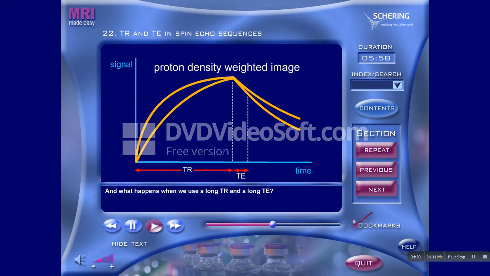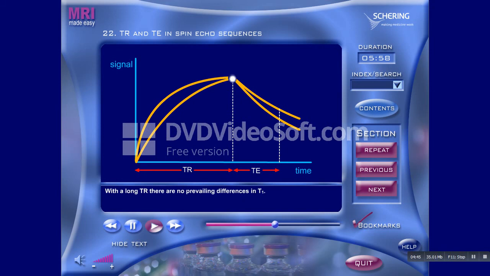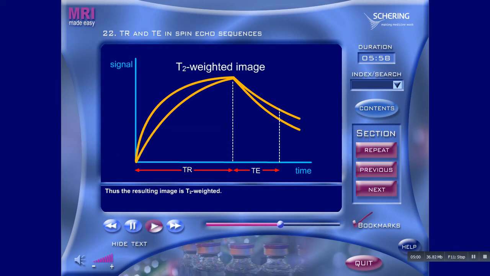And what happens when we use a long TR and a long TE? With a long TR, there are no prevailing differences in T1. With the long TE, however, differences in T2 become pronounced. Thus, the resulting image is T2 weighted.